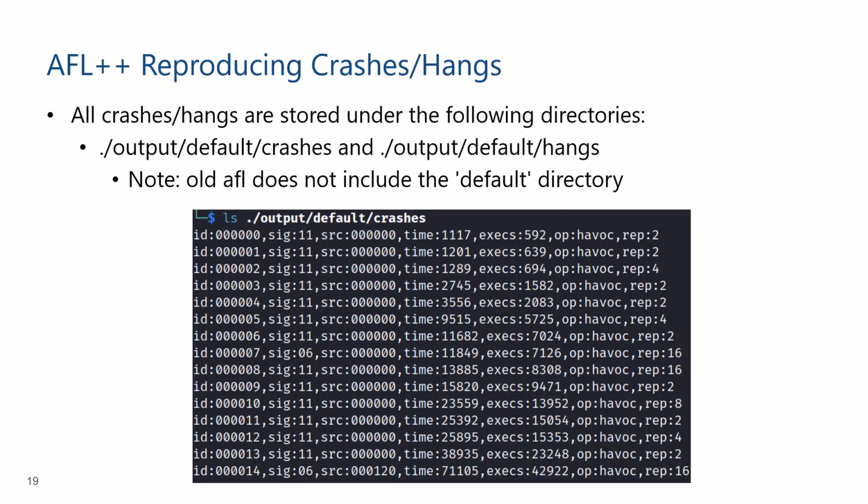All right. The coolest thing about this, of course, is how do I reproduce the crashes? Okay, I've got all these crashes. How do I go and debug them? Well, all of the crashes and hangs are stored under the following directory. So output, again, default, crashes for crashes, obviously, and output, default, hangs for hangs. That's where they're at. And as I said before, the old AFL does not include the default directory.